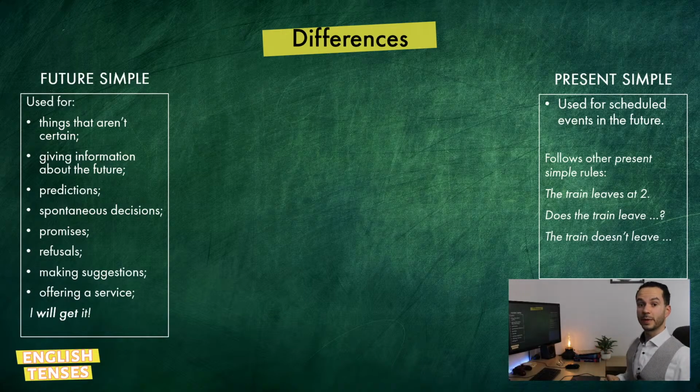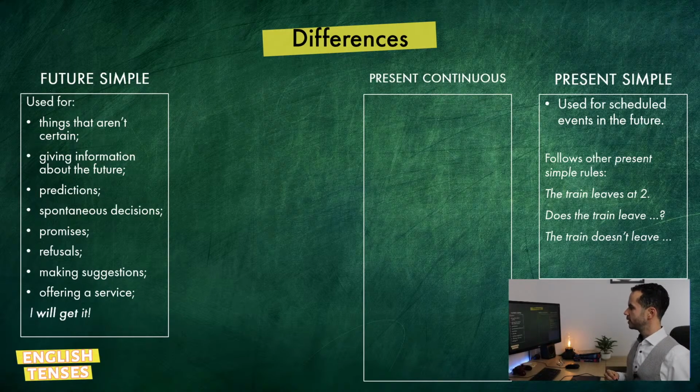On the other end of the spectrum, we get present simple. Present simple is used for things that are very certain, for things that are going to happen, no doubt. Why? Because we use present simple for scheduled events. So, "The train leaves at 2." "Does the train leave at 2?" And "The train doesn't leave," because the rest is the same. It follows the other present simple structures and rules. But we use present simple in the future when we want to talk about things that are scheduled. That's why it's very likely that it will happen.